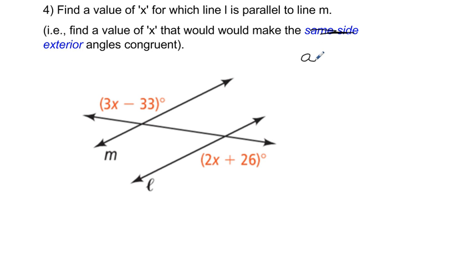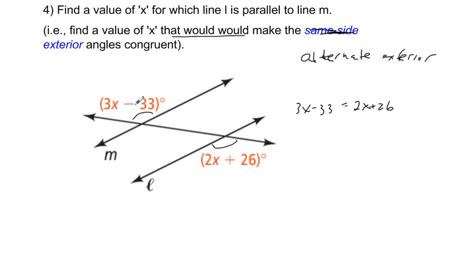These are alternate exterior angles. If alternate exterior angles are congruent, then the lines would be parallel. Find a value for x for which line L is parallel to line M. In other words, find a value of x that would make these alternate exterior angles congruent to each other. So let me set up my equation. 3x minus 33 is equal to 2x plus 26.